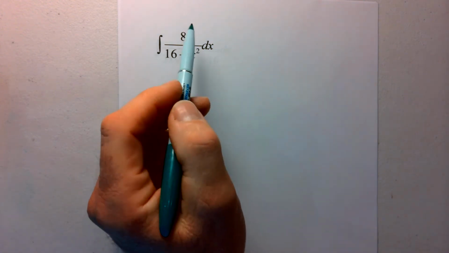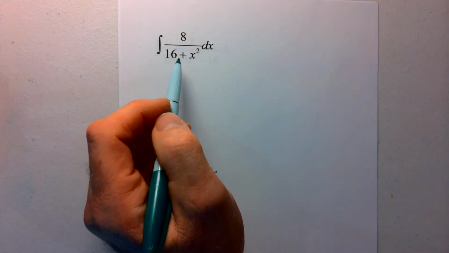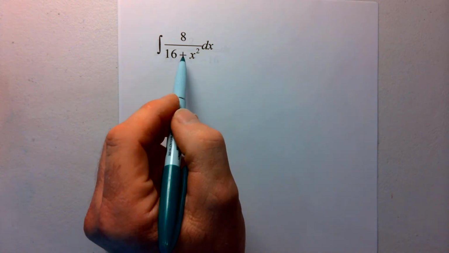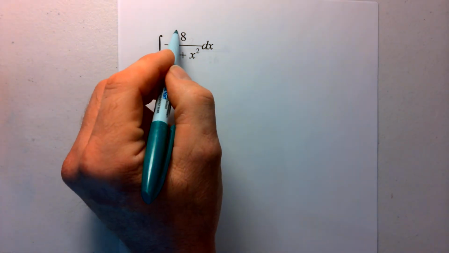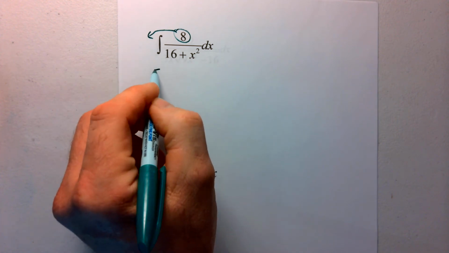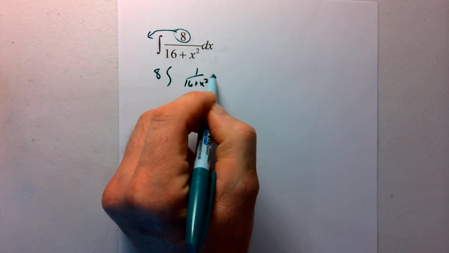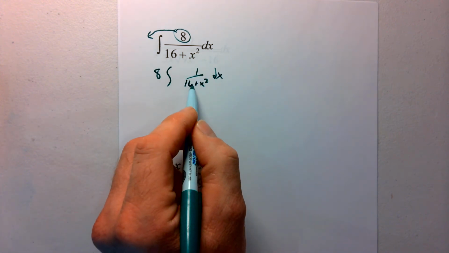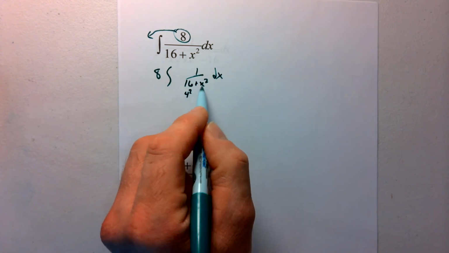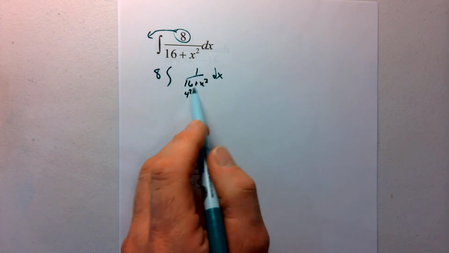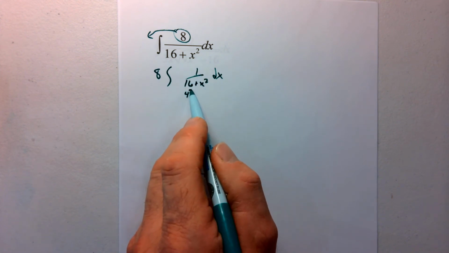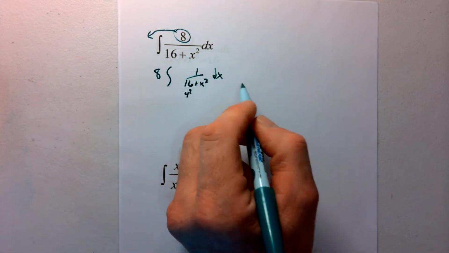So here we have 8 over 16 plus x squared. So we do have the addition. That 8, I'm not going to forget that this time. So we're going to write this as 8 times the integration of 1 over 16 plus x squared dx. 16, that's going to be 4 squared, and then plus our x squared. So I see this as an arctangent because I have a number squared plus my variable squared.